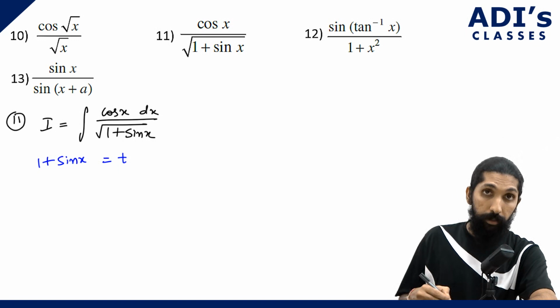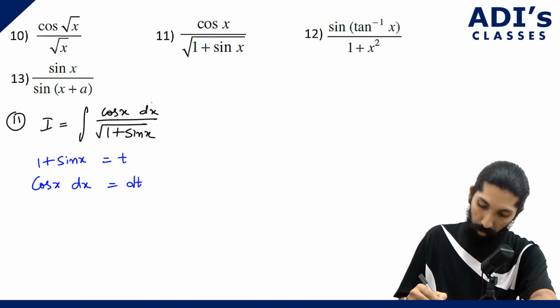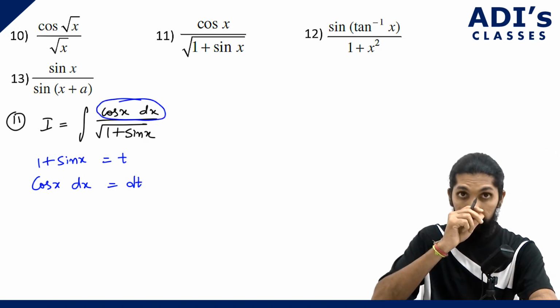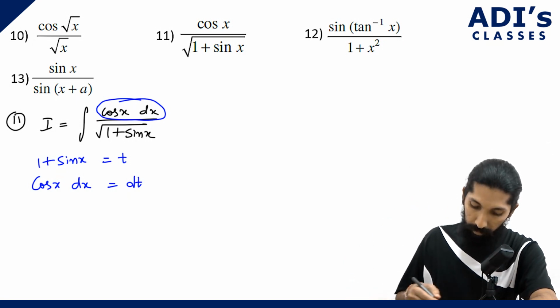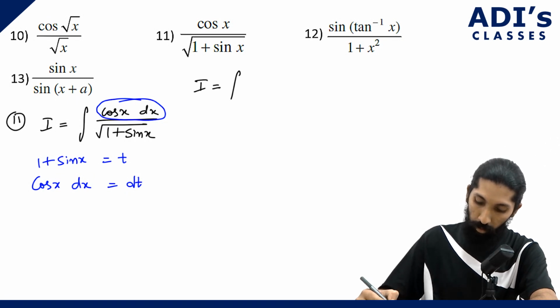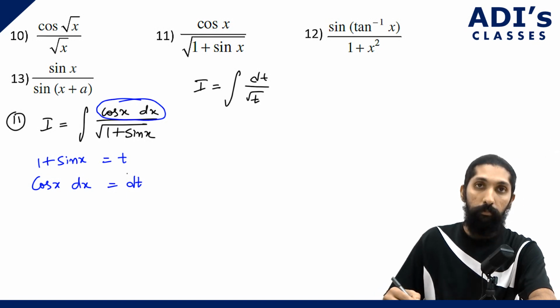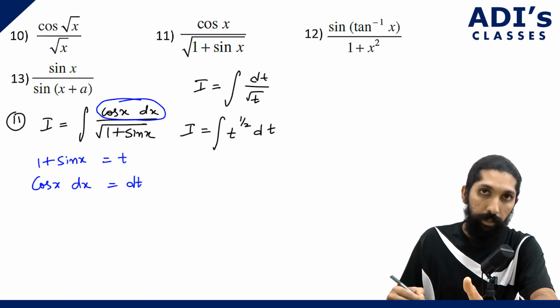Differentiate. Cos x dx is equal to dt. So cos x dx is equal to dt, right? So you are going to get the integral value I is equal to the integral of dt divided by root of t, or I is equal to the integral of t power half dt. Now it's very easy to integrate, right?